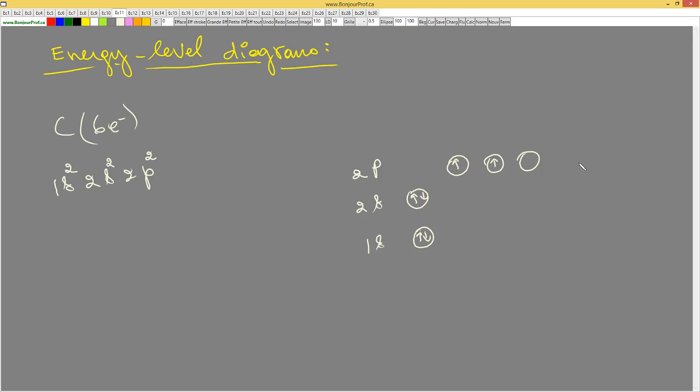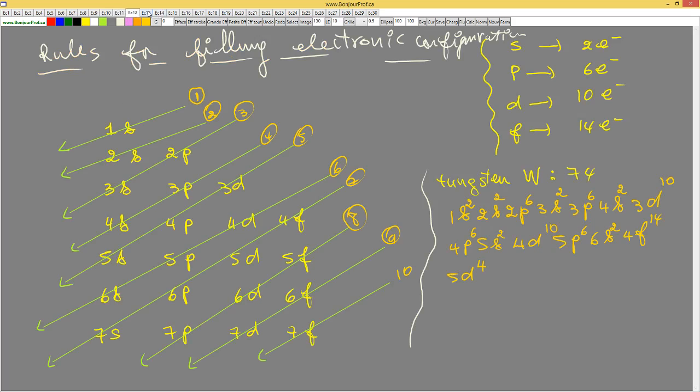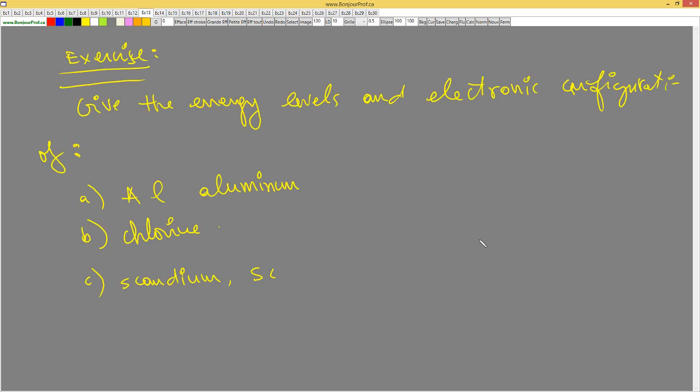So this is for the energy level diagrams, and there is an exercise to practice. Give the energy levels and electronic configurations of aluminum, chlorine, and scandium, Sc. So this is a homework or an exercise to do. Okay, good. Bye.